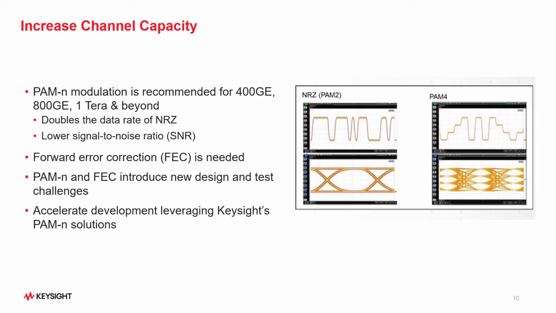Up to data rates of 100 gig, NRZ or non-return to zero was the most common signal modulation scheme. However, as speeds of NRZ designs increased above 28 gigabit per second, channel loss became a limiting factor. PAM-N, or specifically PAM4 modulation, was the recommended method as data rates started moving from 100 gig to 400 gig, 800 gig, and further.